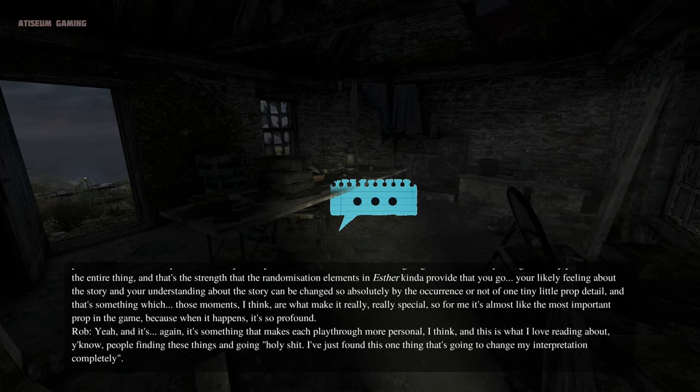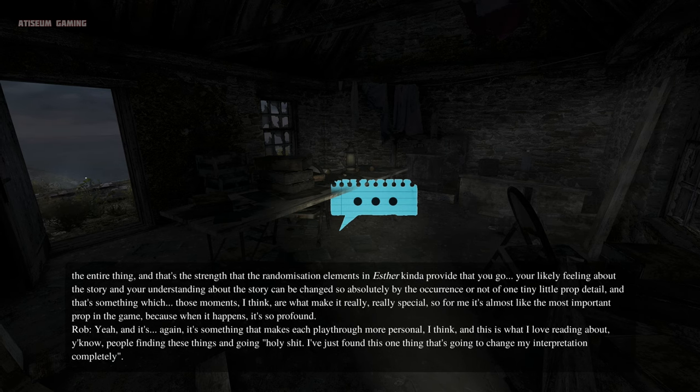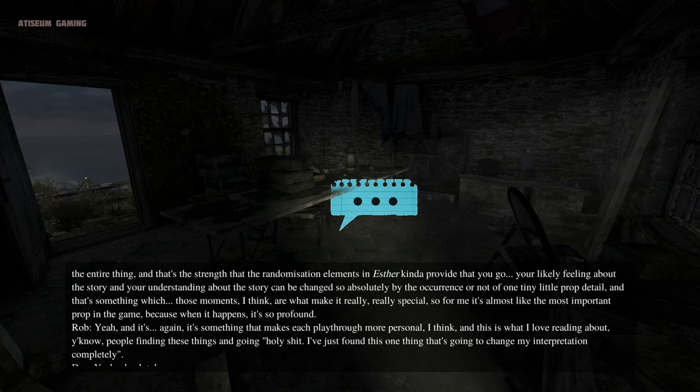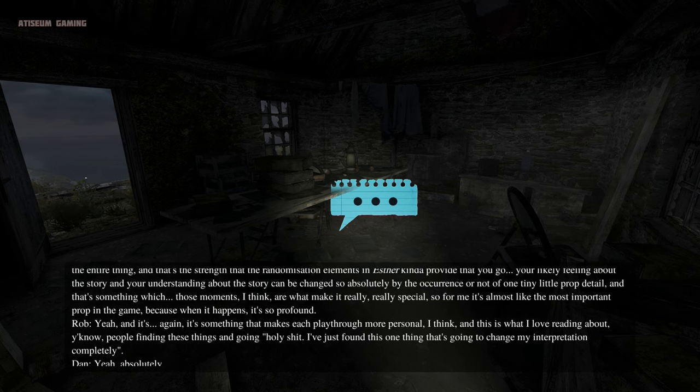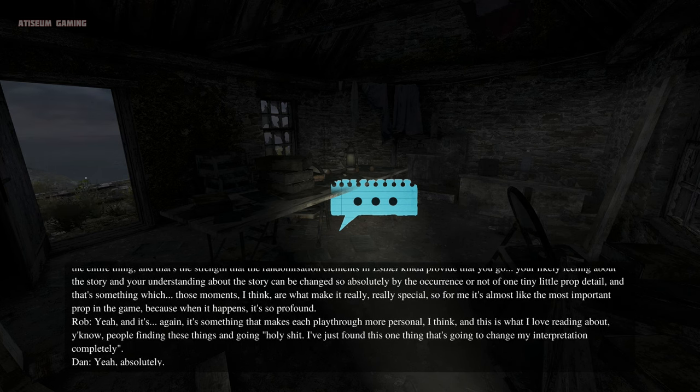This is what I love reading about, people finding these things and going, holy shit, I've just found this one thing that's going to change it. It's changed my interpretation completely. Yeah, absolutely.